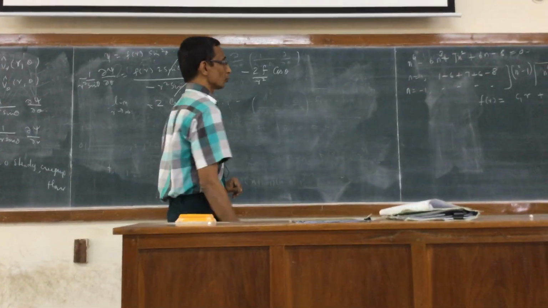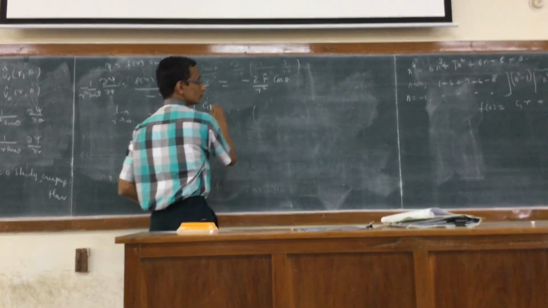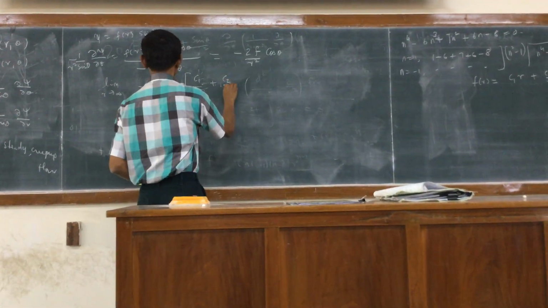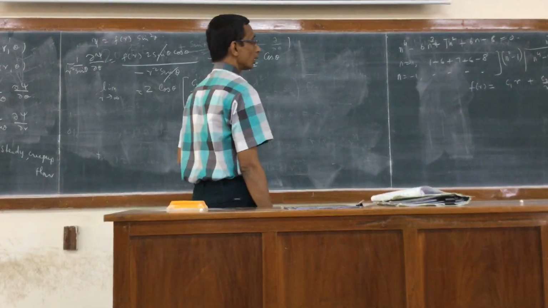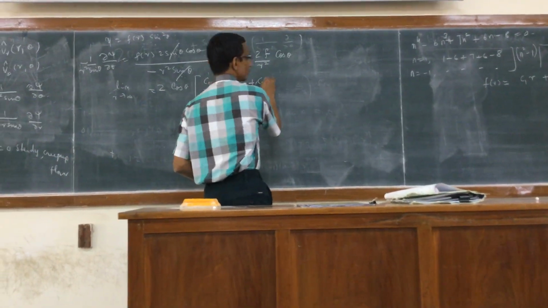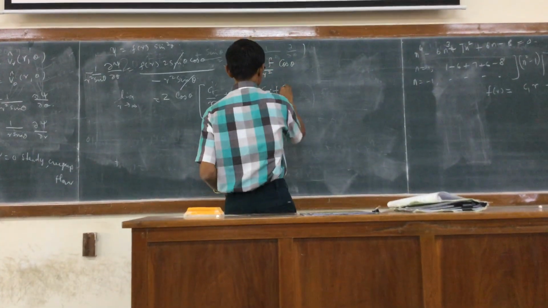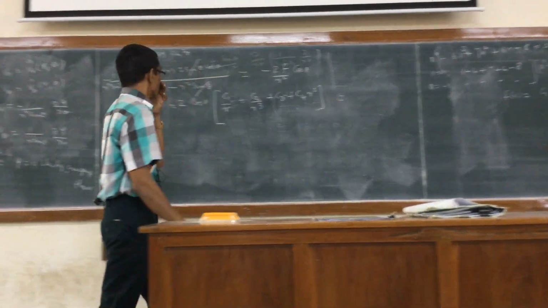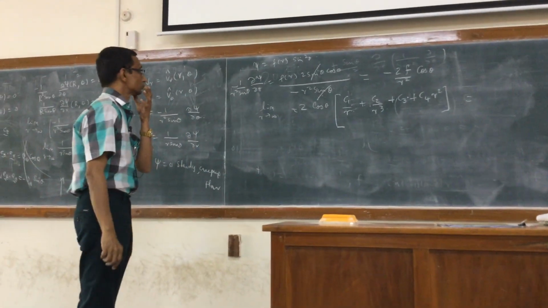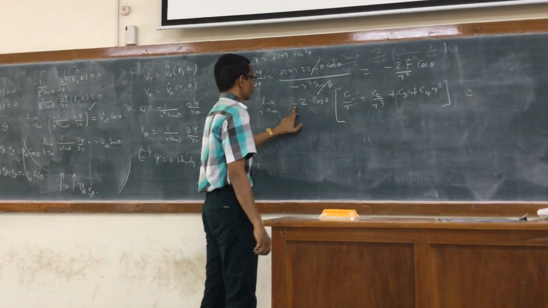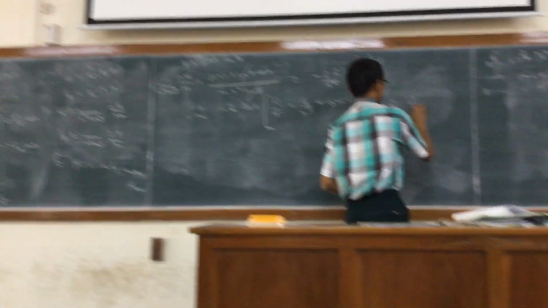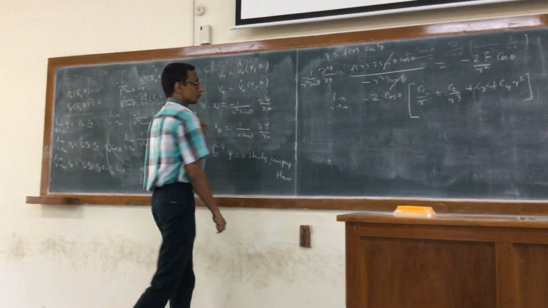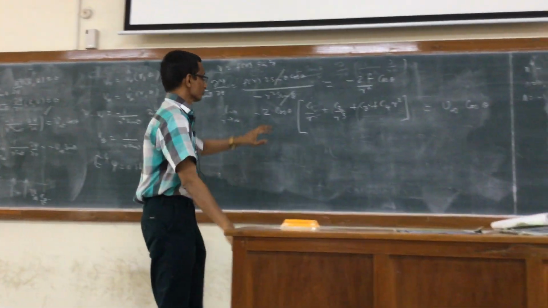By r square would be C1 by r. Now I have to explicitly write it. Plus C2 by R2, plus C3, plus C4 R square is equal to B infinity. With the fact that the cos theta comes out is indicative of correctness of this procedure.